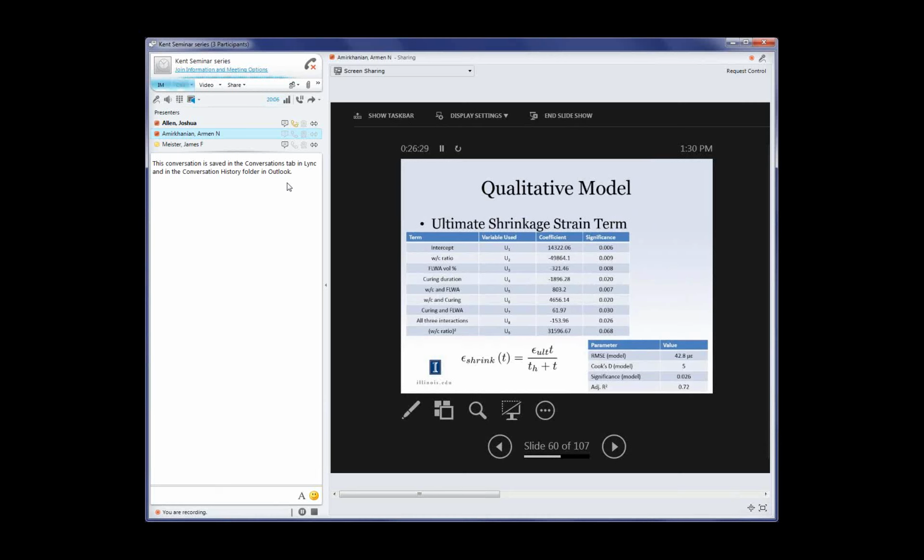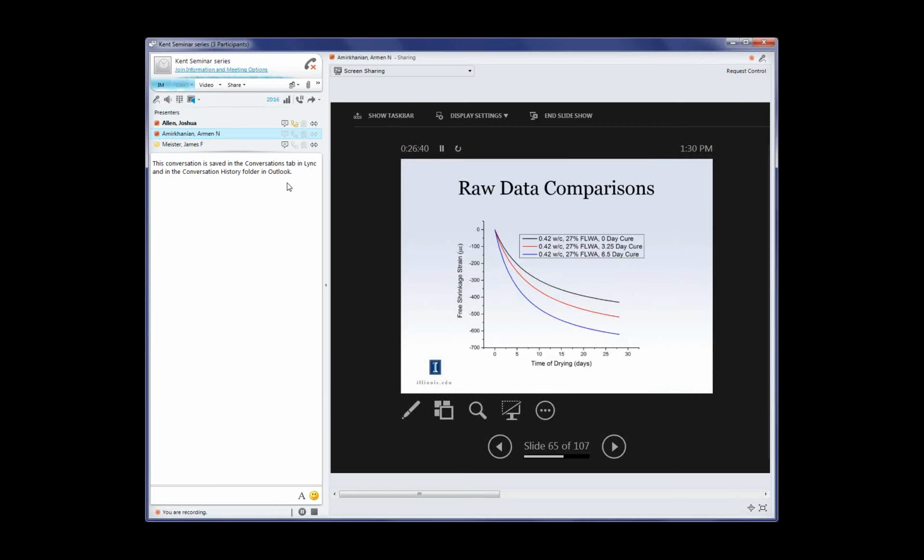The model looks pretty good. Here's the time, here's the TH coefficients. Again, the model looks good. And here's some of the raw data. So we have the free drying shrinkage strain. And as the curing duration increases, we see more free drying shrinkage strain.